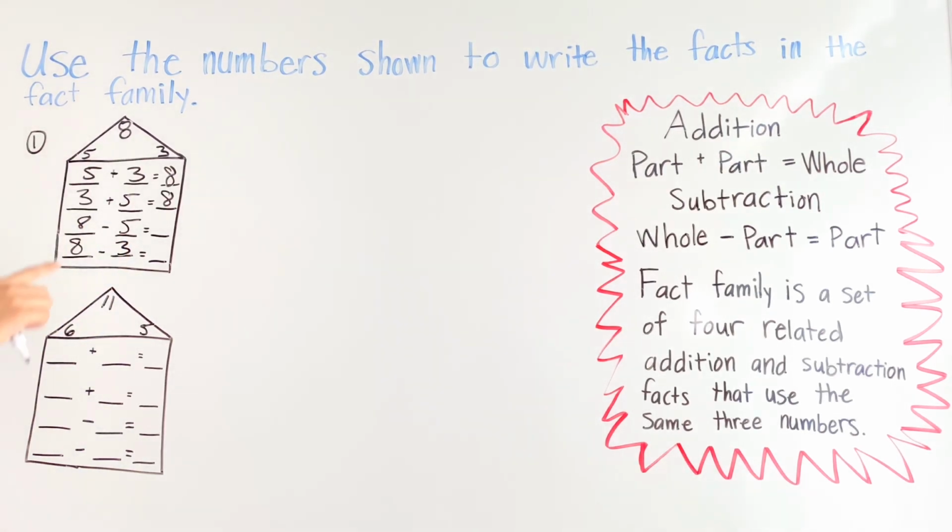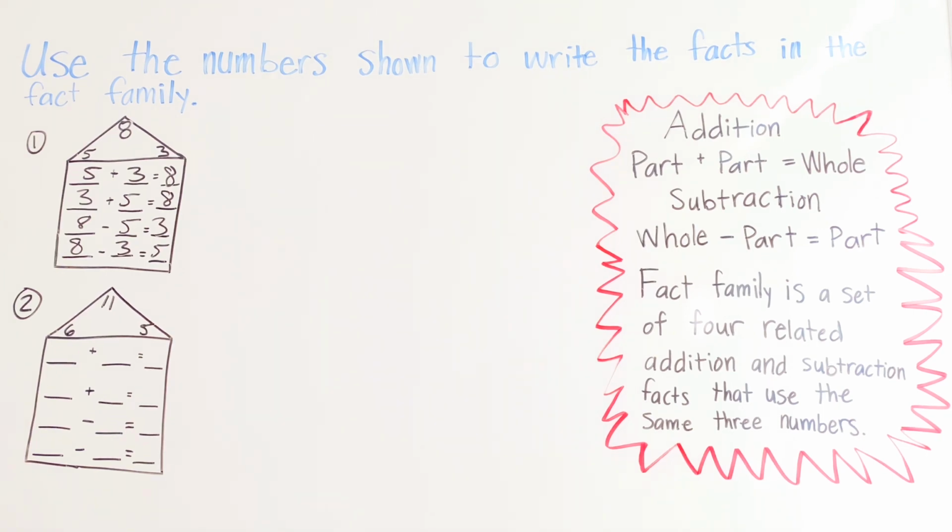Okay, so we do 8 minus 5. It has to be your other part. So we already use 8 and we use 5, so it has to be 3. So we have 8 minus 5, which is 3. And then we do 8 minus 3, which has to be your other part, which is 5. And remember, we're only using the same 3 numbers. If you got anything different, that means your answer is wrong, and check where you made your mistake.